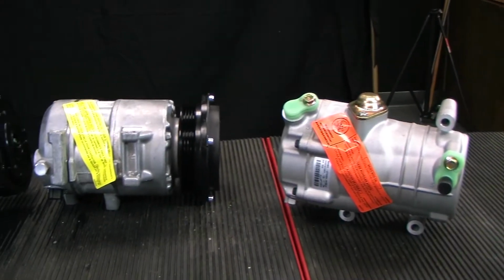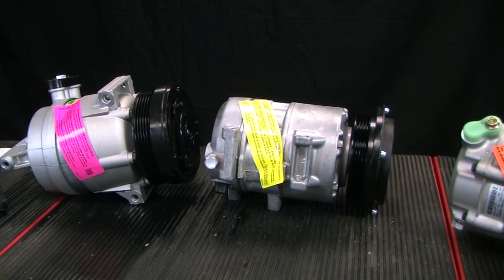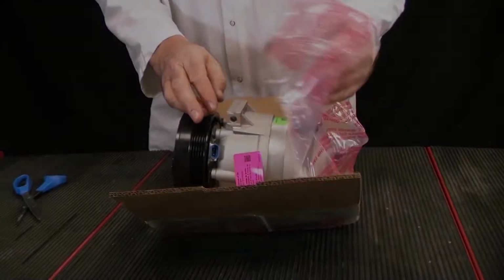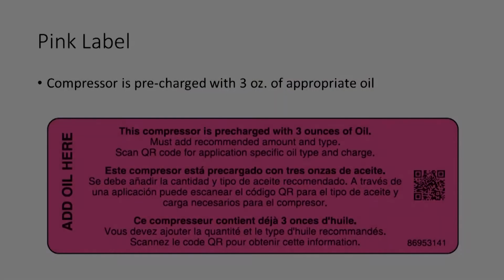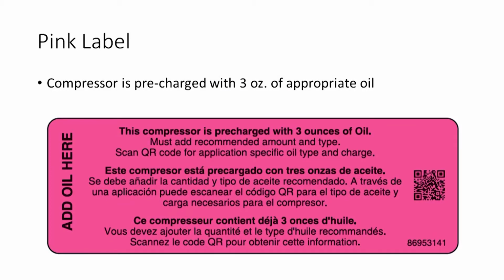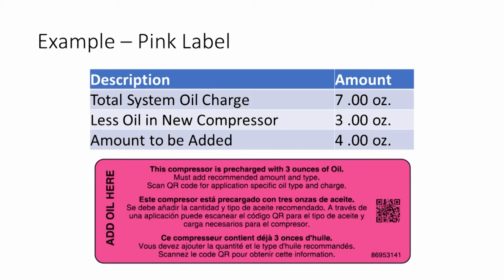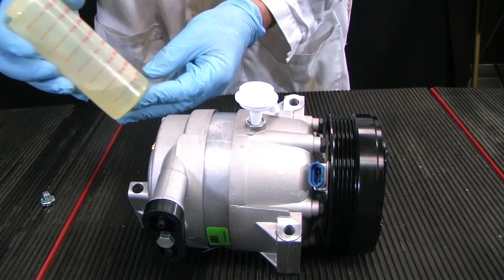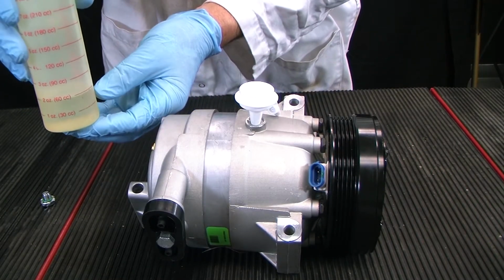All our new and remanufactured compressors are labeled to indicate the oil status of the compressor when you take it out of the box. Compressors with the pink label are charged with 3 ounces of the appropriate oil. This oil does not need to be drained. However, it must be counted as part of the overall system oil charge amount. For example, if a system calls for 7 ounces of PAG 46, then you would need to add an additional 4 ounces to the system to bring the total oil charge up to 7 ounces. We will discuss the process of where and how to add the additional oil a little bit later.